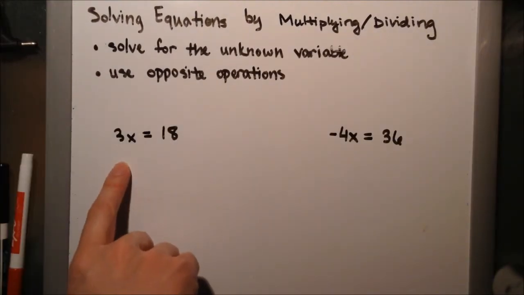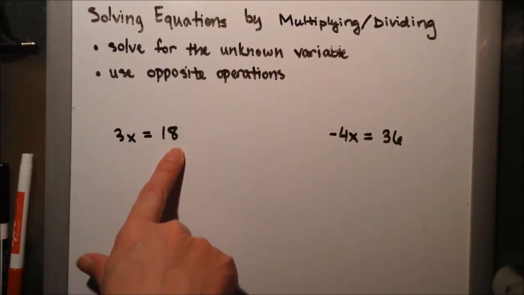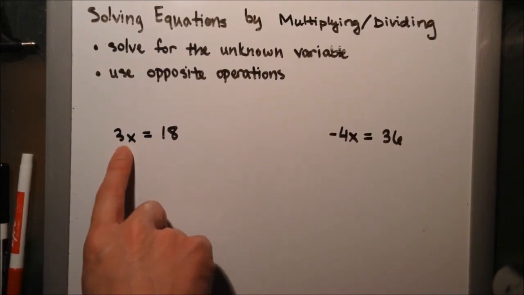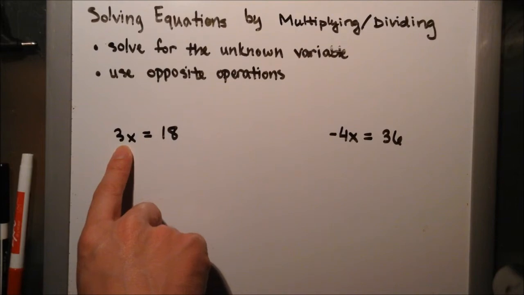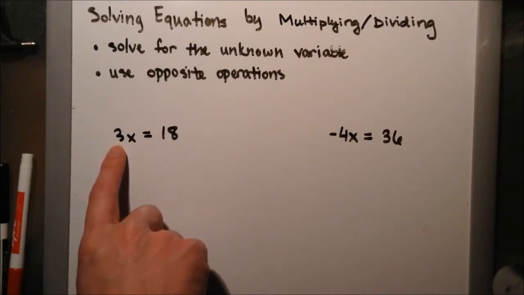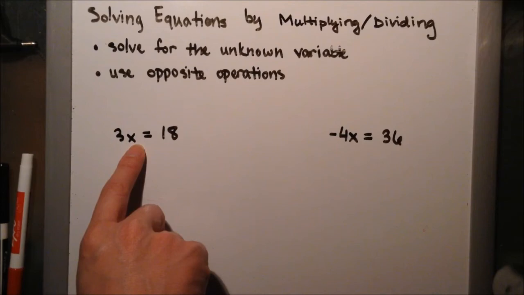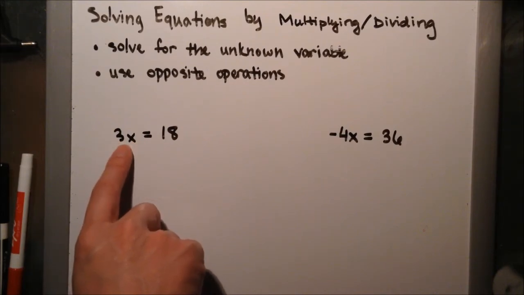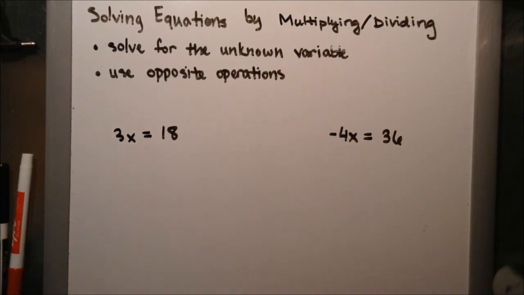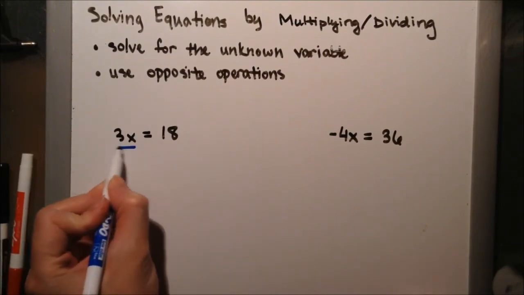Now in example 3, we have 3x equals 18. When you see a number and a variable right next to each other, it means that it's multiplying. If we want to get x by itself, we need to get rid of this 3. The opposite of multiplication is division. Since we have 3x, we're going to divide by what's in front of it, which is 3.